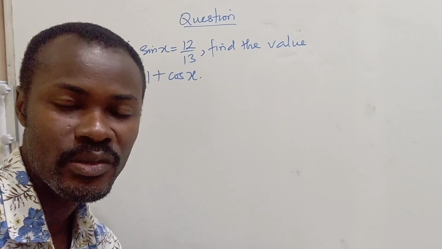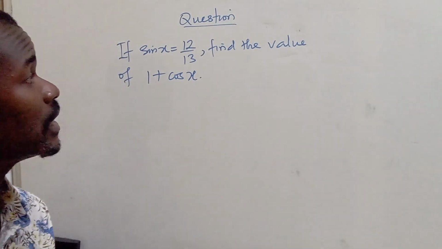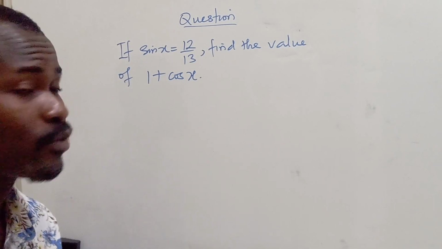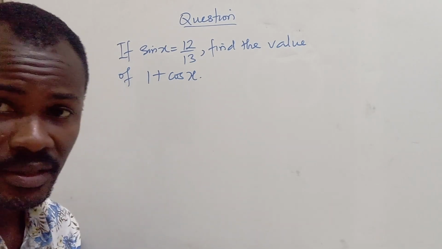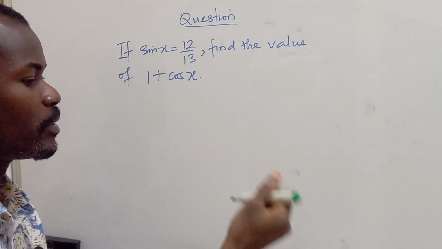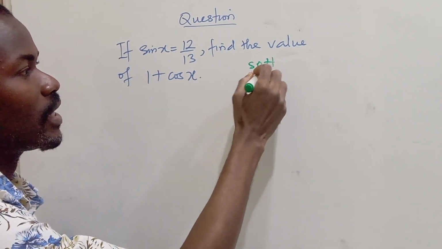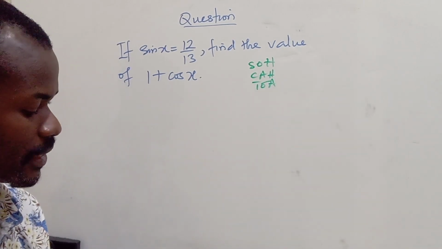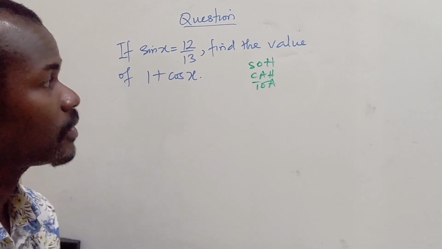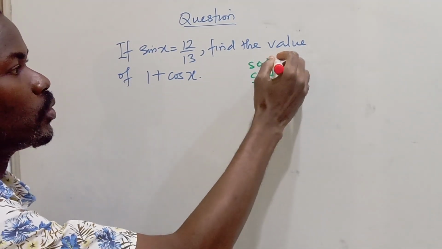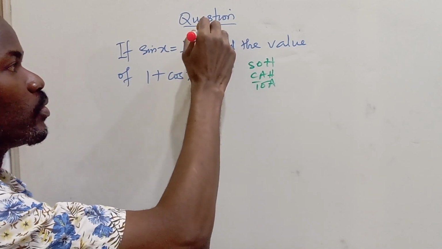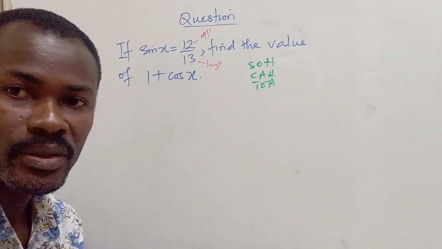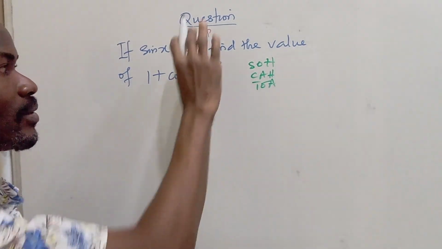So let's get right into today's question. It's on trigonometry. The question says if sine x is equal to 12 over 13, find the value of 1 plus cos x. Alright, so we have to remember SOHCAHTOA. For SOH, this is opposite, and what is below is the hypotenuse. Now I can represent this on a triangle.